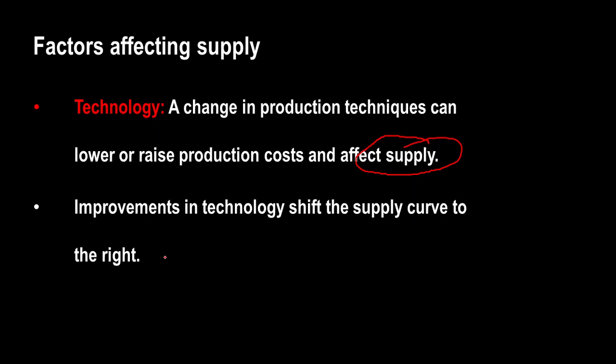Okay, and certainly the improvement in technology shifts the supply curve to the right, because with the improvement in technology your cost of production will decline, and when cost of production declines you are capable of producing more and supplying the goods at an even lower price. Okay, and your productivity also increases. आपकी production capacity बढ़ जाती है improvement in technology होने की वजह से. Right, so this is the relation between technology and the production.